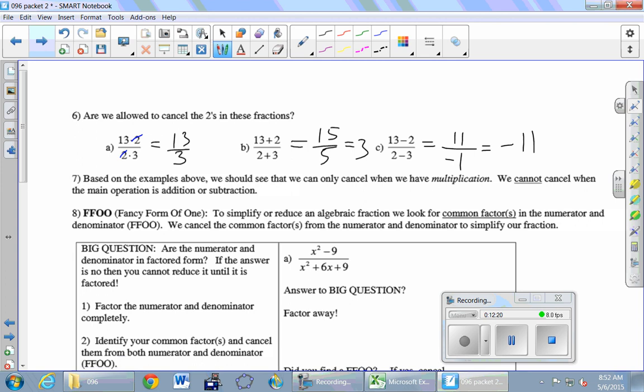So again, I highlight the only way that we can cancel is if it's what operation? Multiplication, not addition, not subtraction, only multiplication. Division we will tackle by turning it into multiplication. So yes on division with a little bit of a twist.